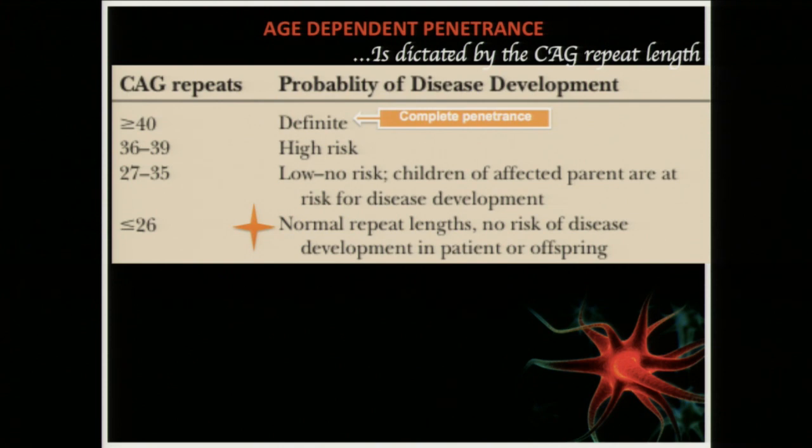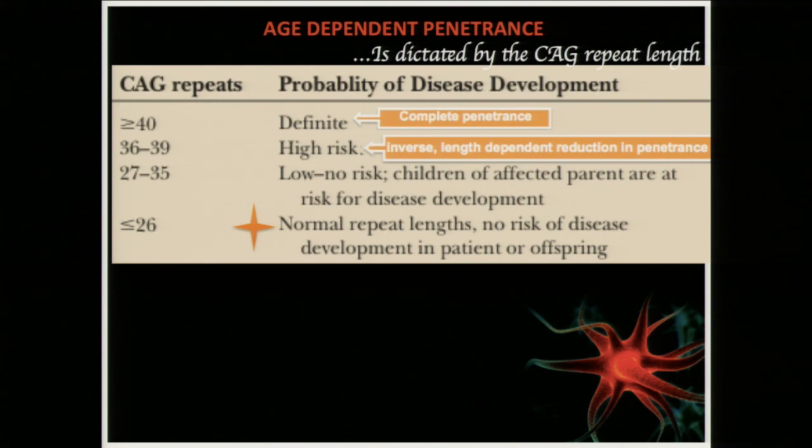But let's spend a little bit more time on those middle ranges. So from 36 to 39, we know that there's an inverse length-dependent correlation with development of disease. So what does that mean? That's a lot of words. Who knows what that means? What it means is that the more repeats you have, the higher probability you have of developing this disease. So for instance, somebody with 36 repeats has less of a chance of developing the disease than somebody with 39 repeats.